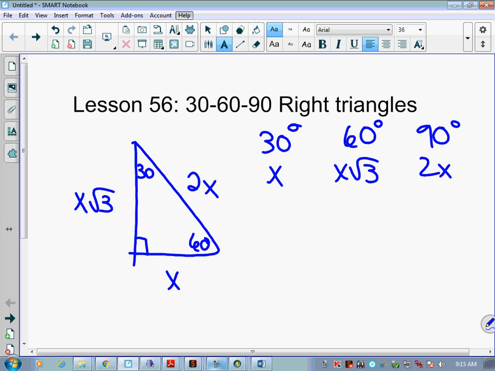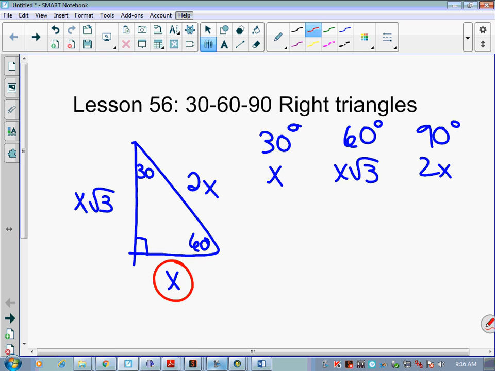On page 368, properties of a 30, 60, 90 triangle. It reads: in a 30, 60, 90 triangle, the length of the hypotenuse is twice the length of the short leg. Your short leg is going to be your side opposite your 30-degree angle. And the length of the longer leg is the length of the shorter leg times radical 3. So what you want to understand is that everything is built around my short leg. The hypotenuse is 2 times my short leg. My side opposite my 60-degree angle is my short leg times radical 3.